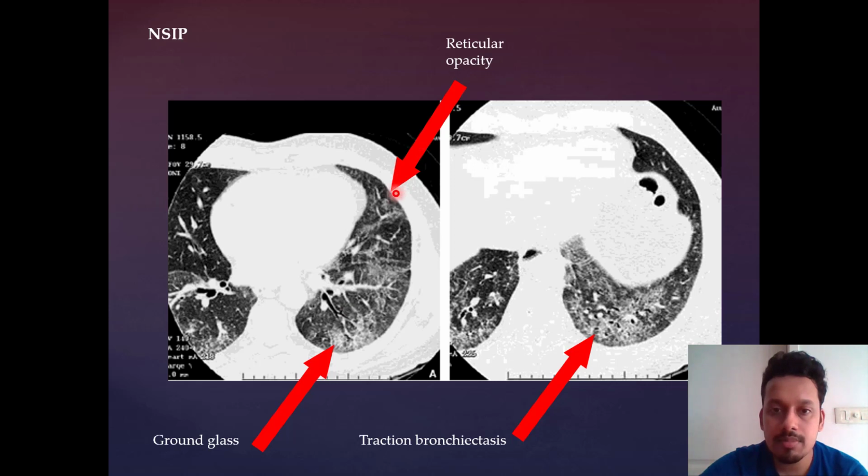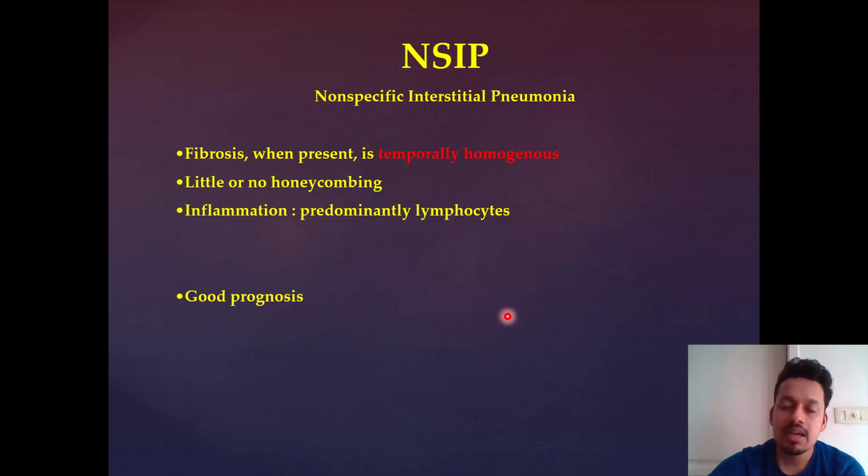Here you can see some reticular opacities, and the other main finding you can see here is ground glass opacities. Ground glass opacities predominantly over the bilateral lung base are seen. And here you can see some traction bronchiectasis. So these are the classical CT imaging findings of NSIP, and what you can see is that honeycombing is absent.